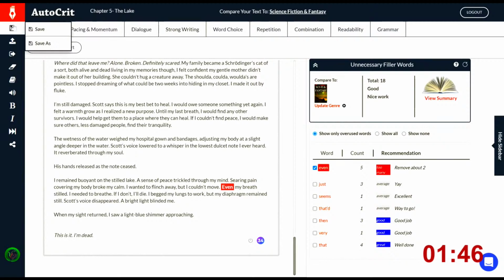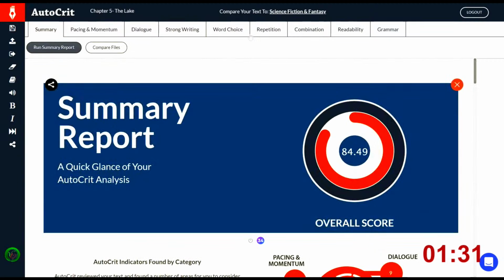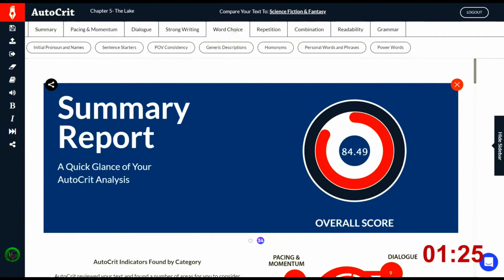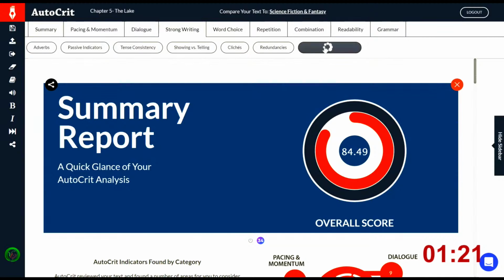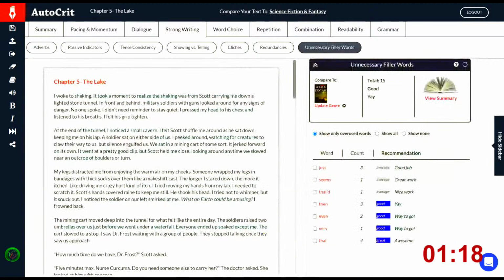If I reran this, clicked save, and reran it, I think it would say either good or excellent. So let's run the summary report and see where we are. Ooh, and my percentage has gone up from 83.28 to 84.49, just by working on these strong writing and unnecessary words.